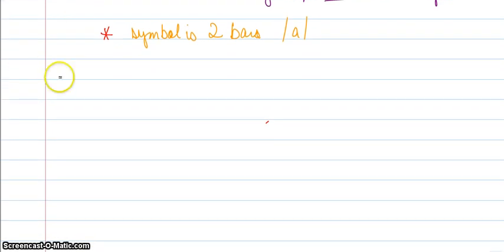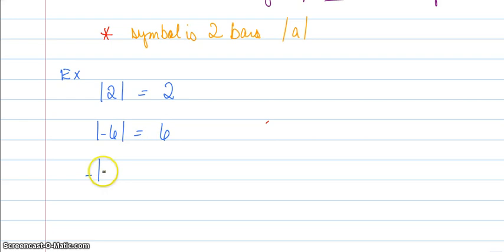Okay, now let's look at a couple of examples. What's the absolute value of 2? Well, that's just 2. What's the absolute value of negative 6? 6. What's the negative absolute value of 5? Well, the absolute value of 5 is 5. Oh, then I've got this negative sign. So it's going to be -5. Be really careful whenever you have a negative symbol outside your absolute value bars.